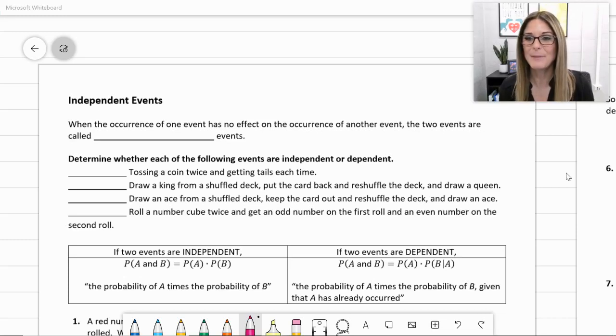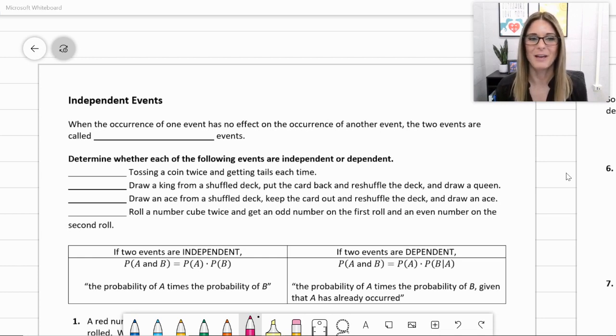So let's talk about independent events. You are probably familiar with determining whether events are independent or dependent. But we're going to go a step further in Algebra 2, and we are going to determine whether two events were independent based on their probabilities. Because sometimes looking at the events alone, it's hard to know. So we're going to go a little bit deeper there.